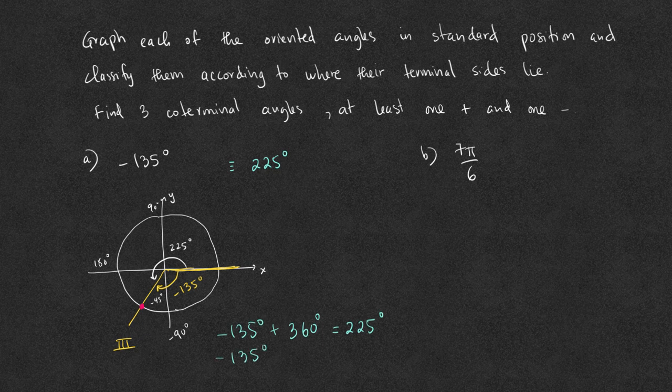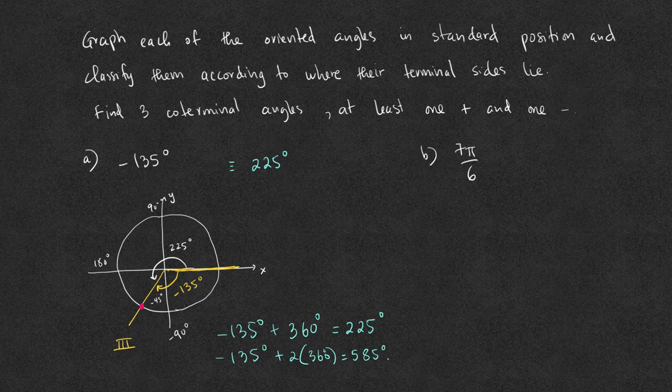If we were to go around 2 cycles counterclockwise, then we would take negative 135 degrees and we add 2 times 360 degrees, because each revolution, each cycle, is 360 degrees. And so we obtain another angle, 585 degrees. The question asks for at least one positive. We found 2 positive, but also 1 negative.